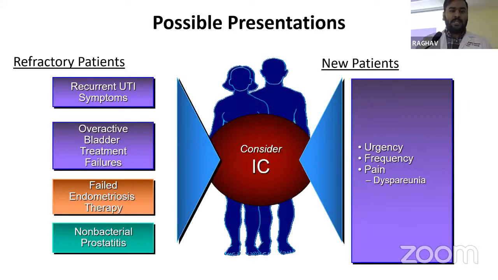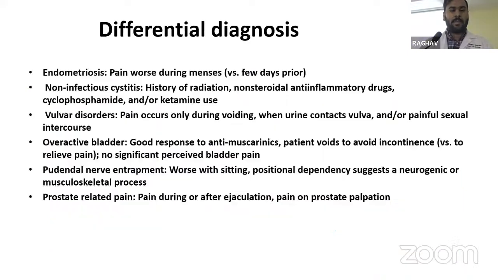The possible presentations of new patients are usually urgency, frequency, pain, and dyspareunia, whereas refractory patients may present with recurrent UTI symptoms, overactive bladder treatment failures, failed endometriosis therapy, and non-bacterial prostatitis in males. The differential diagnosis includes endometriosis, whose pain is worse during menses versus a few days prior. Non-infectious cystitis: there may be a history of radiation, NSAID use, cyclophosphamide, and/or ketamine use. Vulvar disorders: pain occurs only during voiding, when urine contacts the vulva, and/or with painful sexual intercourse.